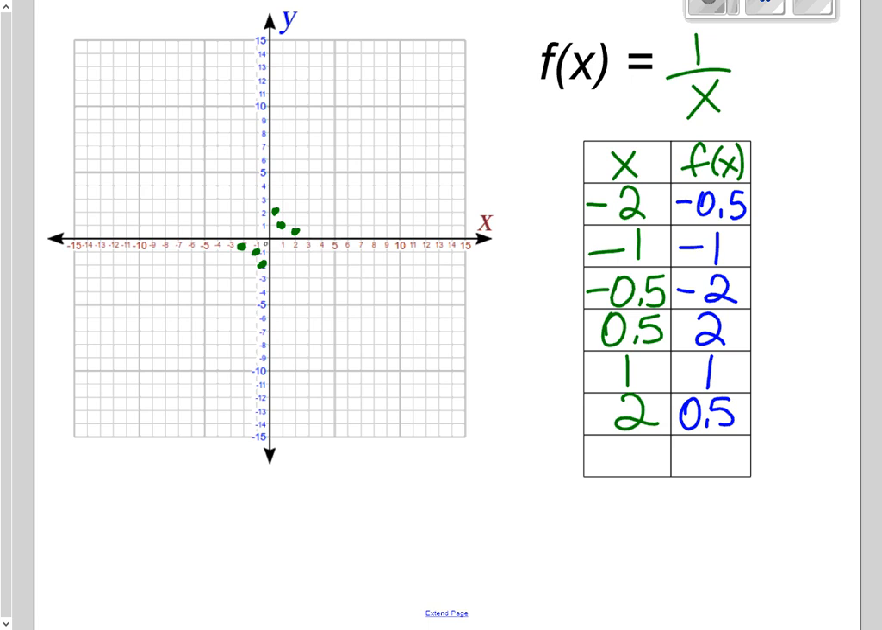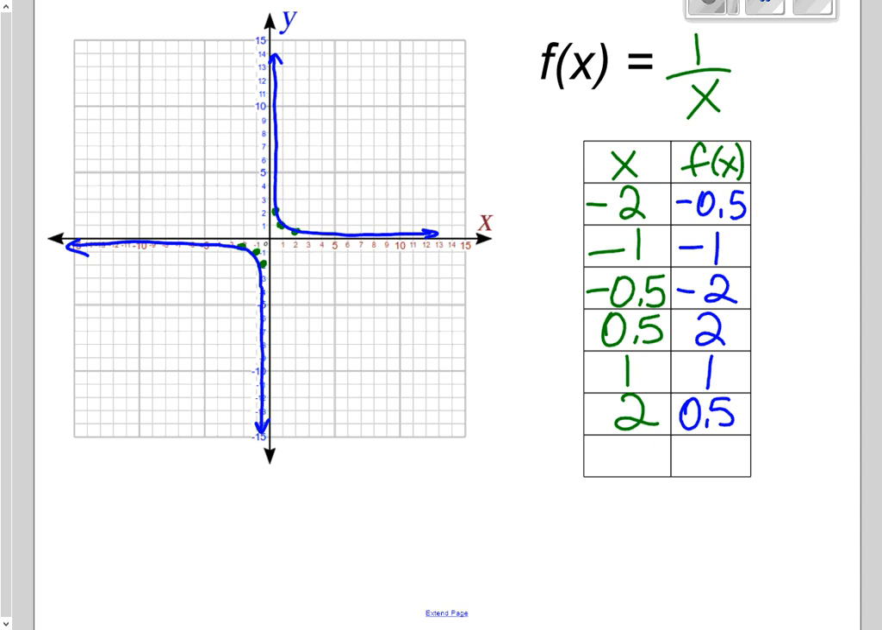Okay, and what we actually get, it's pretty neat. It's this graph that runs along the x-axis and down, and like this. And it never actually crosses our x-axis or our y-axis.